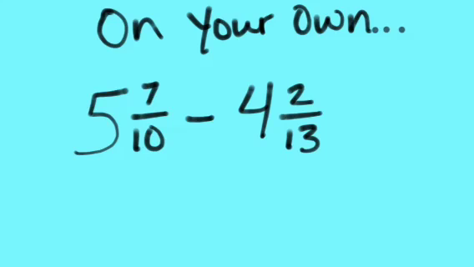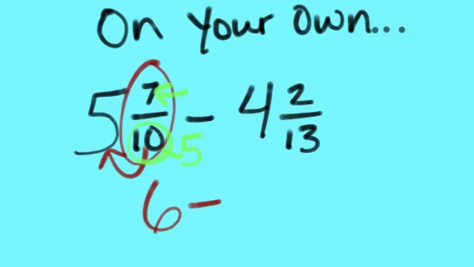All right, so hopefully you've done your work. The 7/10, how is that going to affect the 5? Well, I know that half of 10 is 5. My numerator is more than that. So my fraction is more than half, which means my 5, I'm going to have to round that up to 6.